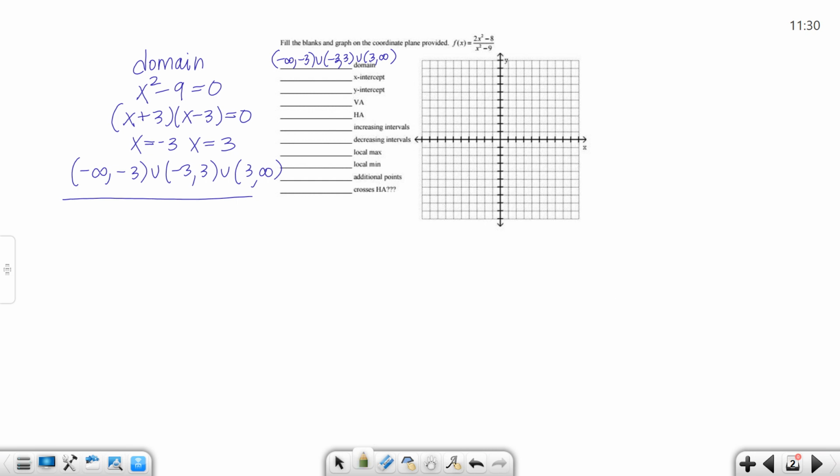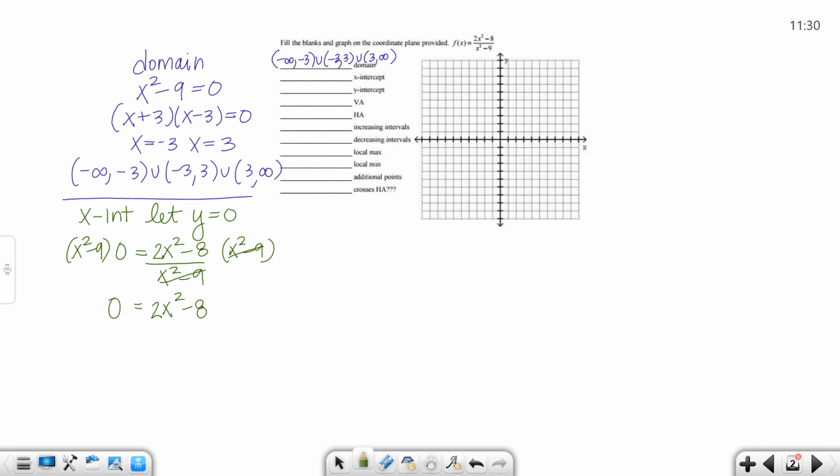The second step is to find the x-intercept. It tells you to find the x-intercept, let y be 0. So that's your function value. So 0 would equal 2x squared minus 8 over x squared minus 9. So I can multiply both sides by x squared minus 9. They cancel out on the right, leaving me with 2x squared minus 8. And anything times 0, of course, would just be 0.